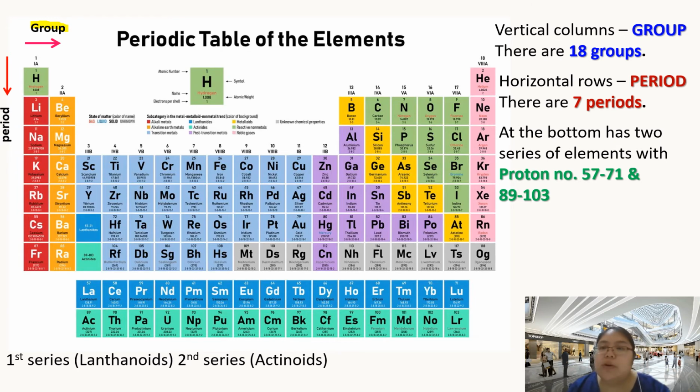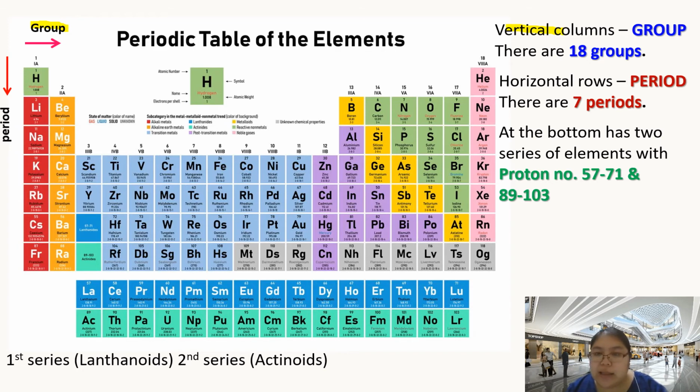So from here we go to explain. The vertical columns are groups. There are 18 groups here. Horizontally, they count by row. We have 7 rows here, so we call them 7 periods.